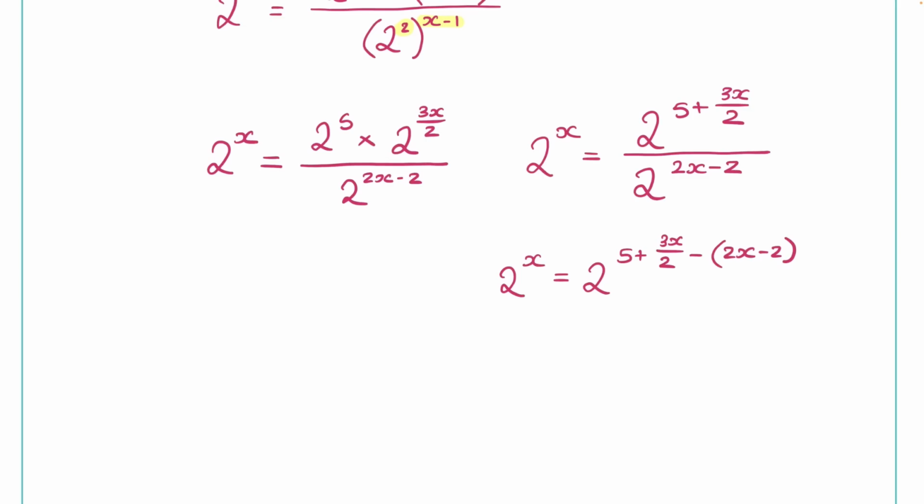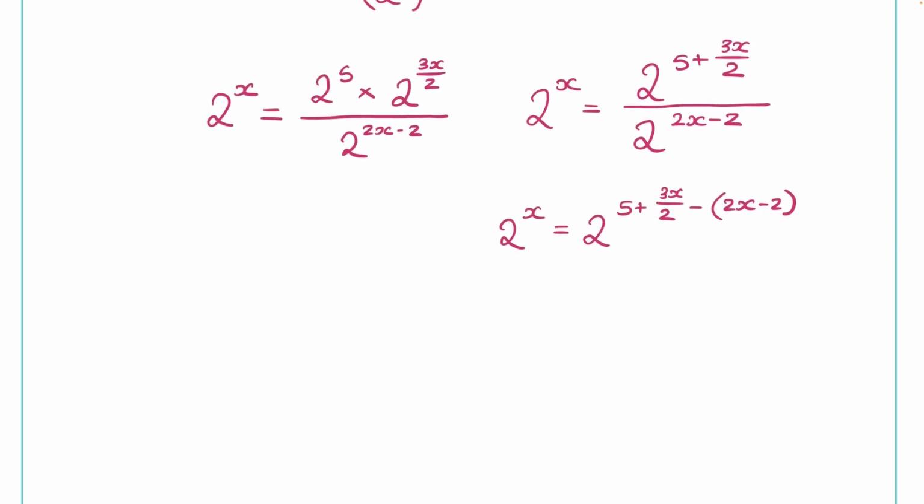So I could tidy that up, but we are in a position now where we can see that this power of x has to equal this huge power over here. That's quite a large power there. So now we're at this point, we can say that x must be equal to the other power of 2. We'll try and tidy it up as we go as well. So 5 plus 3x over 2 minus 2x, and then we'll have plus 2.